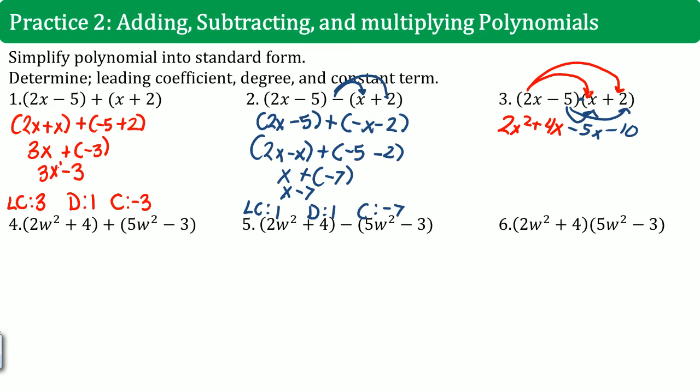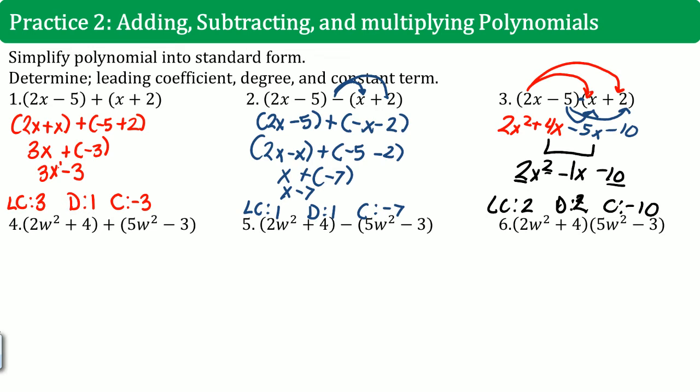We see that there are some like terms. The like terms here are 9, nope, it's not 9x. 4x minus 5x is negative 1x. Bring down everything else, so 2x squared. Then you have a minus 10 here. Good? All right. Here you could see the leading coefficient is a 2. The degree here is 2. And the constant term is a negative 10 right there.